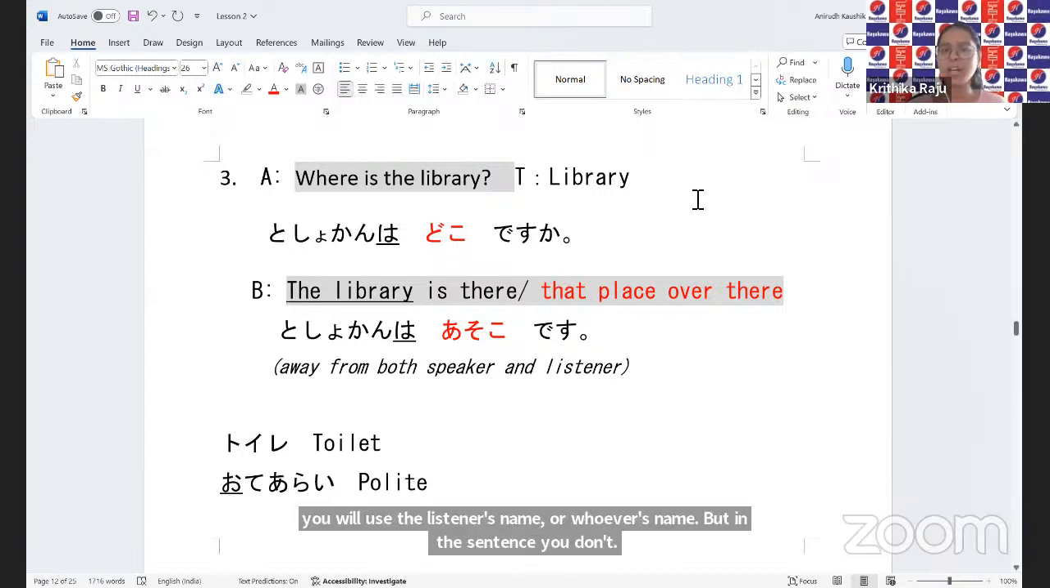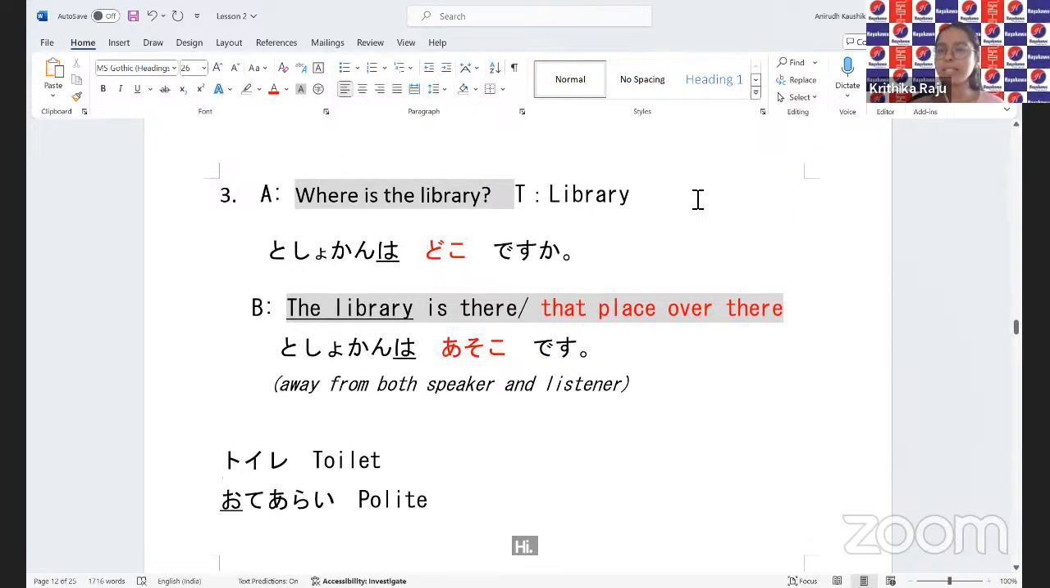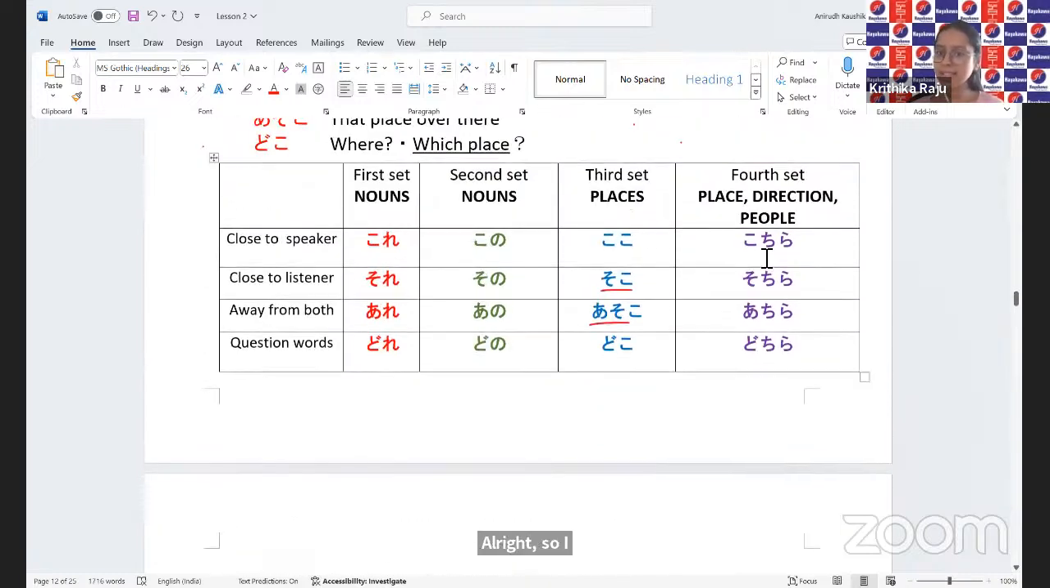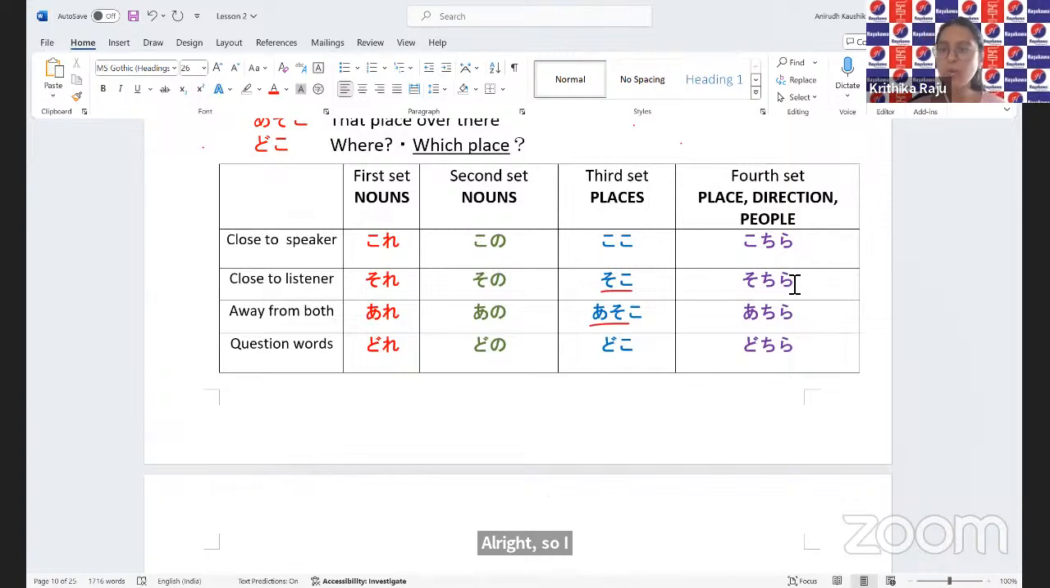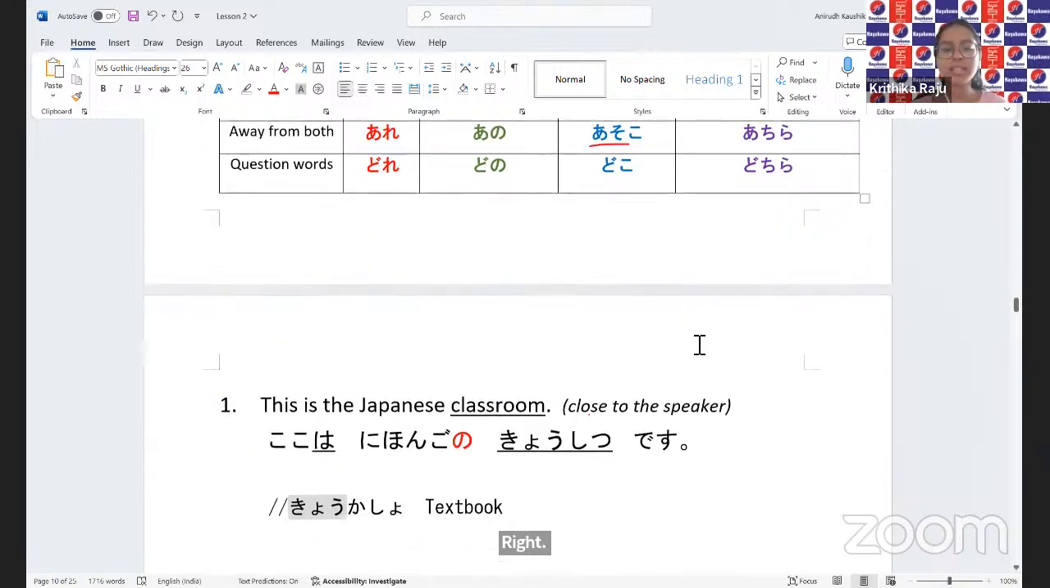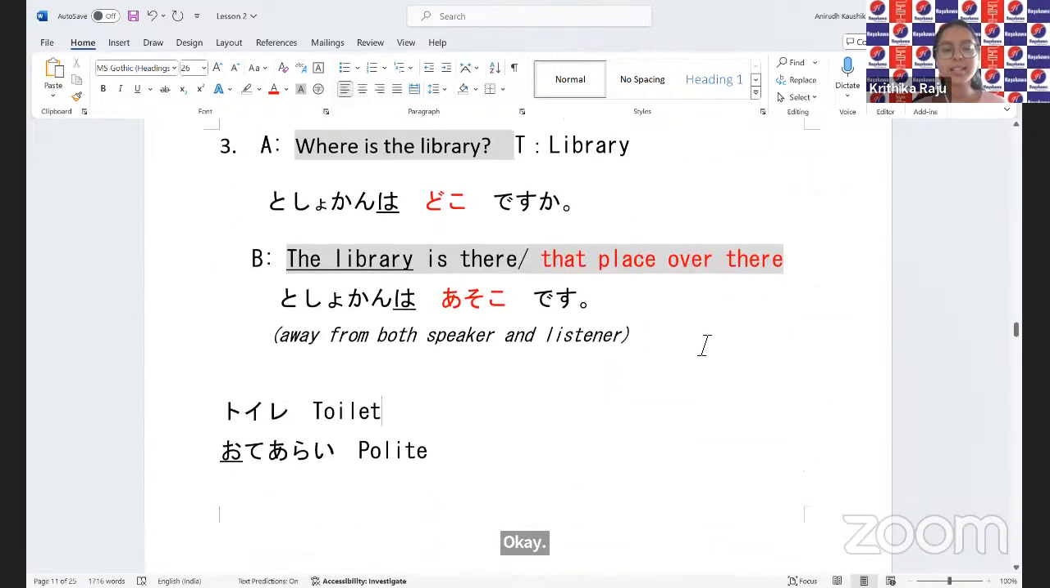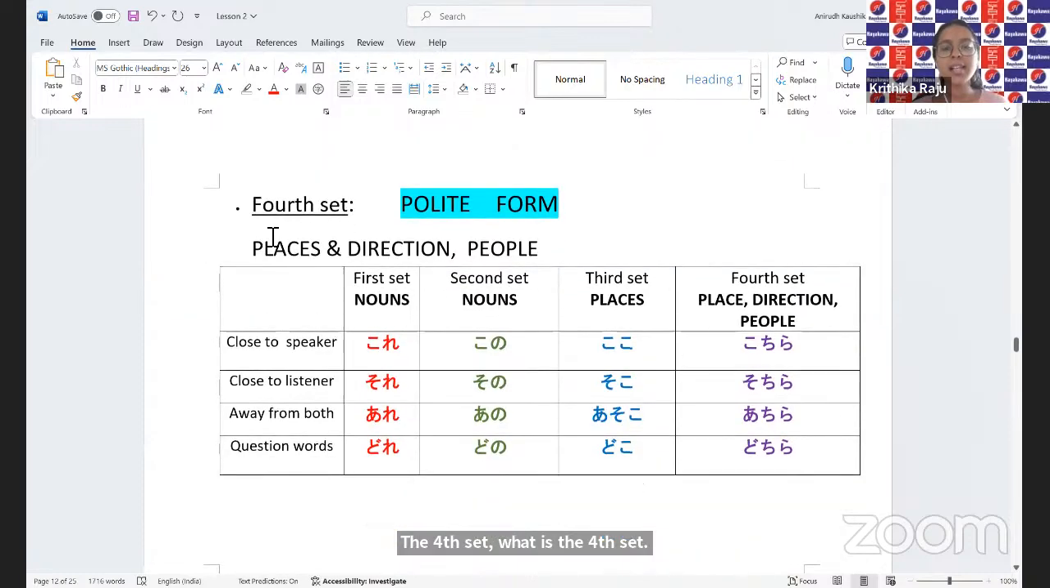So I hope the third set is also clear to some extent. Koko, soko, asoko, and doko. Okay. The fourth set. What is the fourth set? Let's look at the last set. The last set is a very polite set. Can you all read the words in the set?